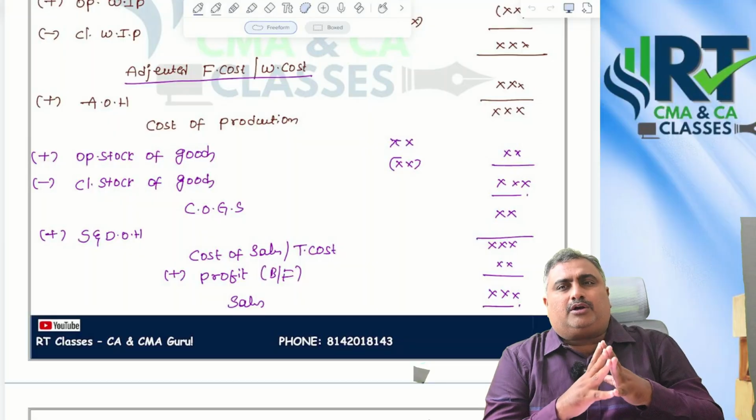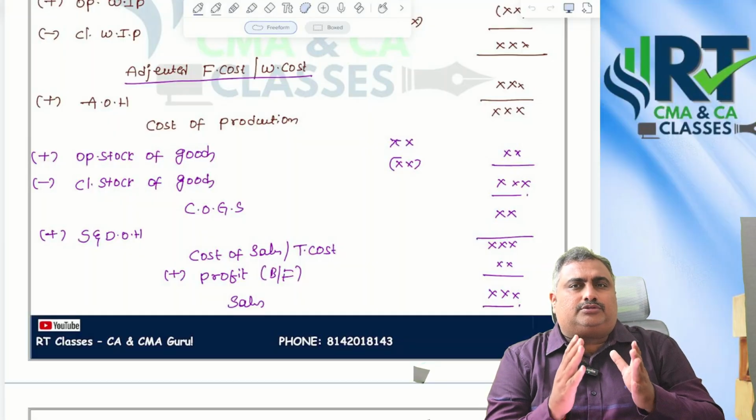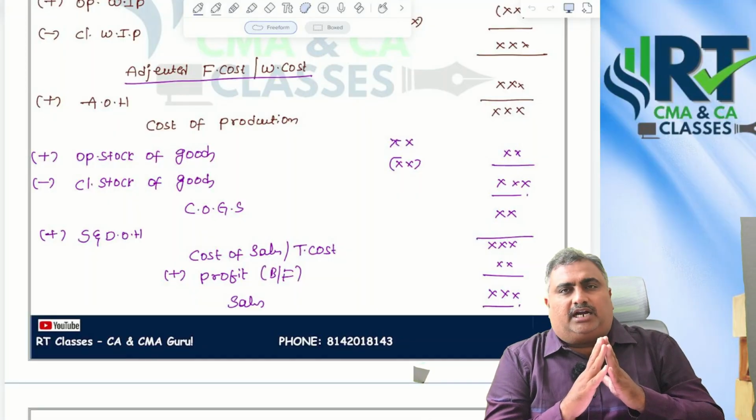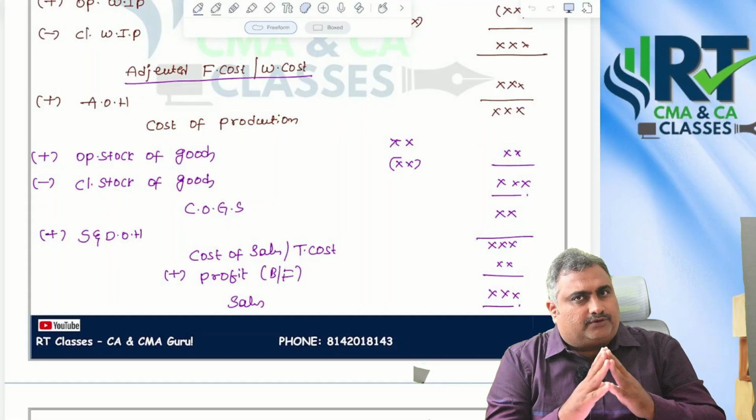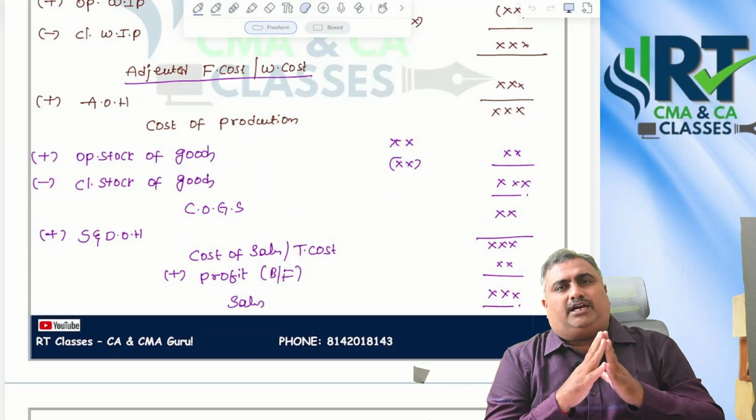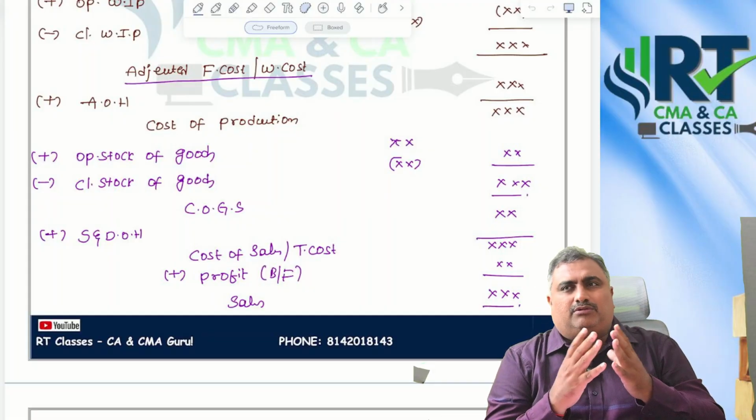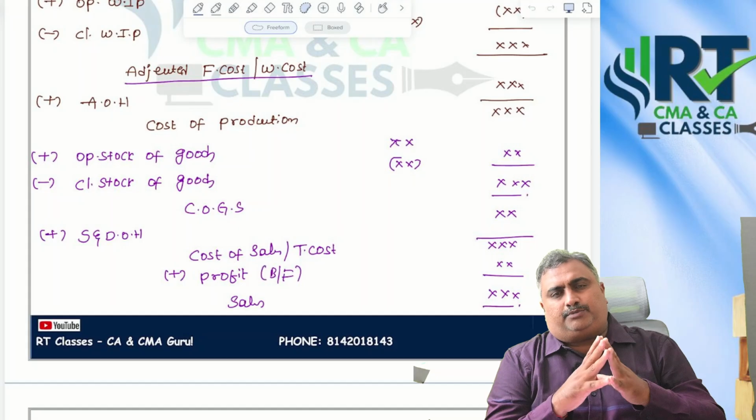What is the meaning of cost of goods sold? To bring the goods to a saleable condition, till now, whatever expenditure we incurred, that is what we are calling cost of goods sold. After that, what are we supposed to add? Selling and distribution overheads.